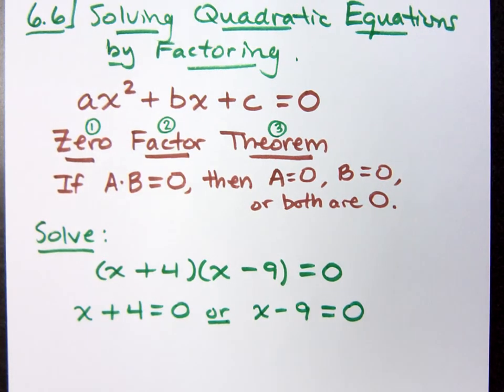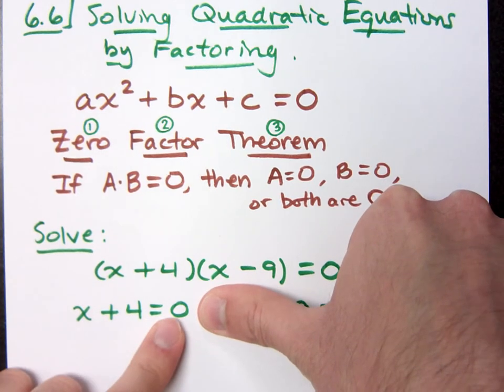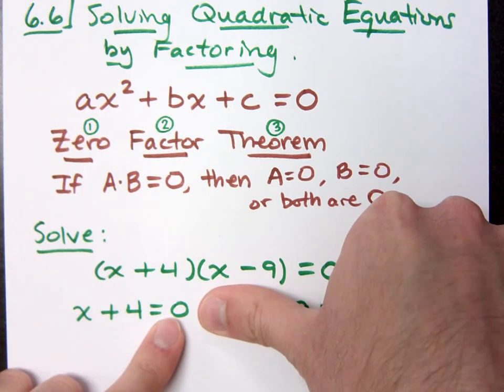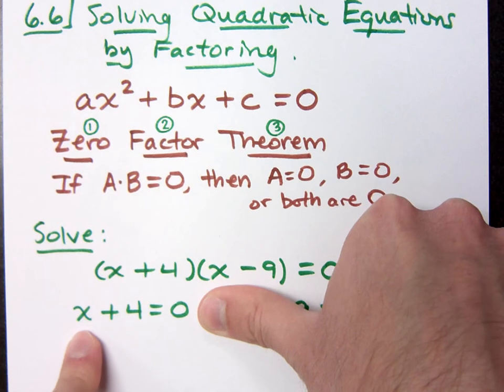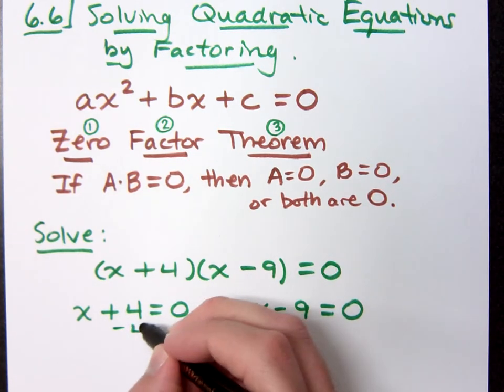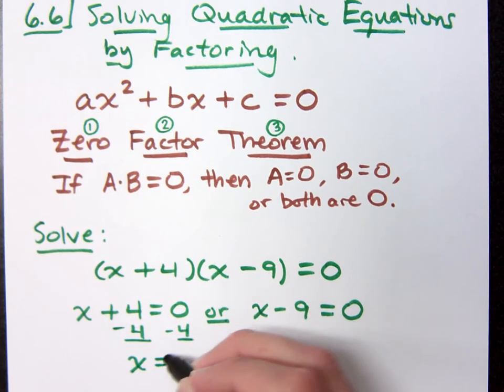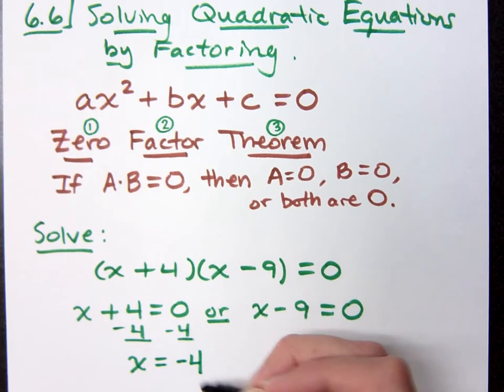Now, if I gave you just this guy right here, x plus 4 equals 0, this is an equation, and in equations we want to get the variable by itself. So we're going to do it again. How do I get x by itself? You subtract 4. So that means that x equals what? Negative 4.